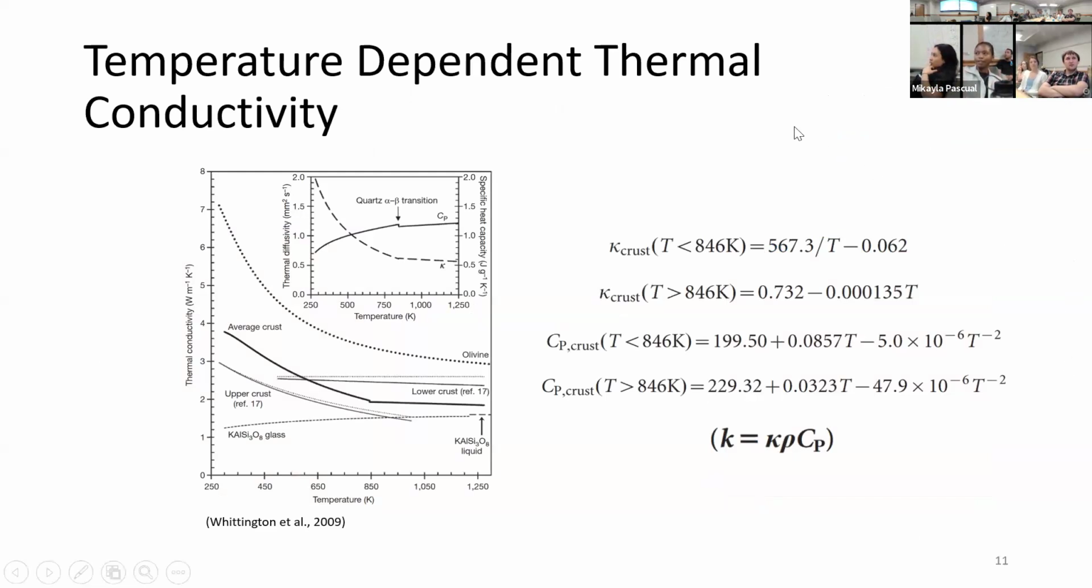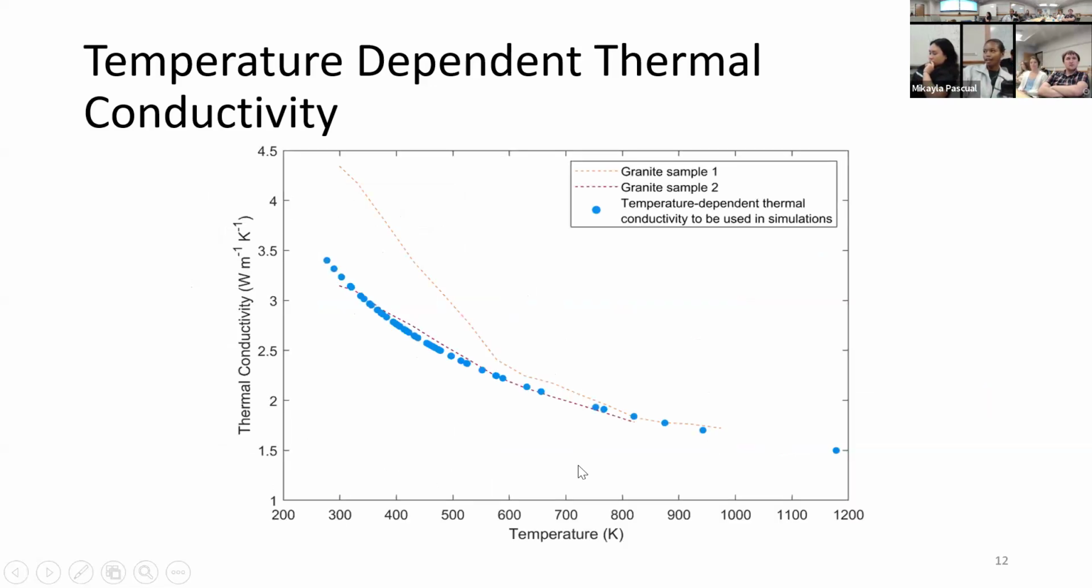Next, we have the temperature-dependent thermal conductivity, and this figure here shows some results from a study that was done on rocks from various types of crust. And the type that we're interested in is the upper crust. So based on the samples that they used in this paper, we can calculate the temperature-dependent heat capacity and then thermal conductivity. And in this figure, the red and orange lines represent the 2 granite samples that they had, but the second granite sample is closer to the upper crustal relationship that we want.